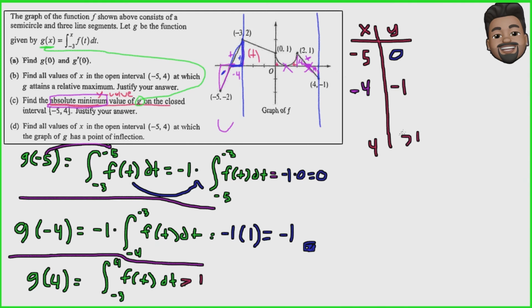So we can conclude, hey, this is greater than 0, right? You know what, we'll say greater than 0. Maybe not 1. I just chose 1 randomly, but we'll say this is greater than 0. So we can conclude that our absolute minimum value is -1.